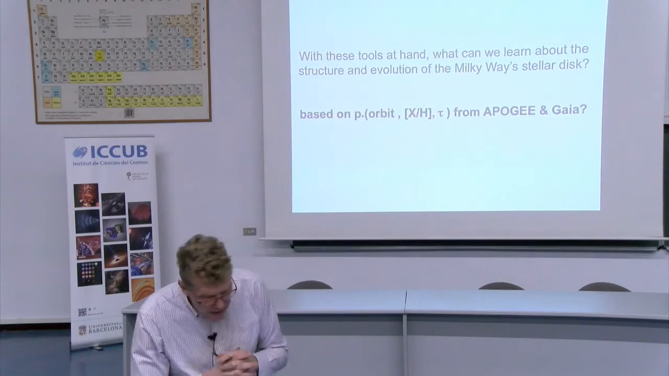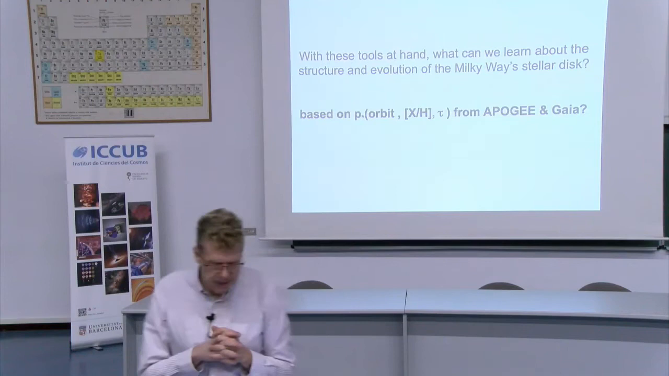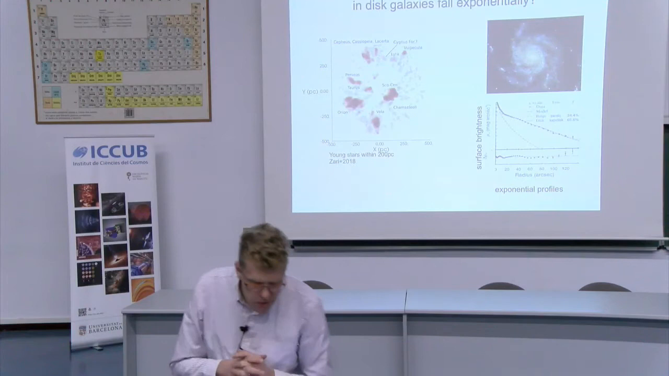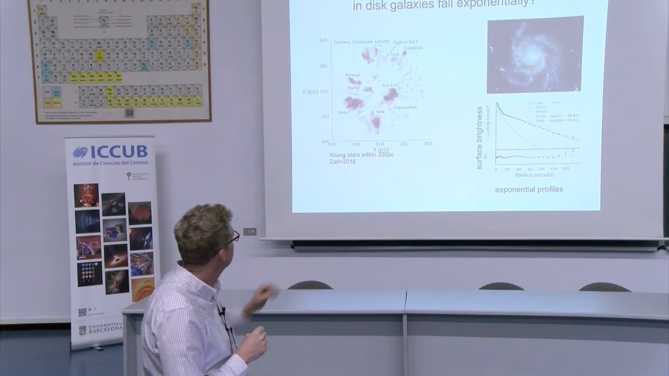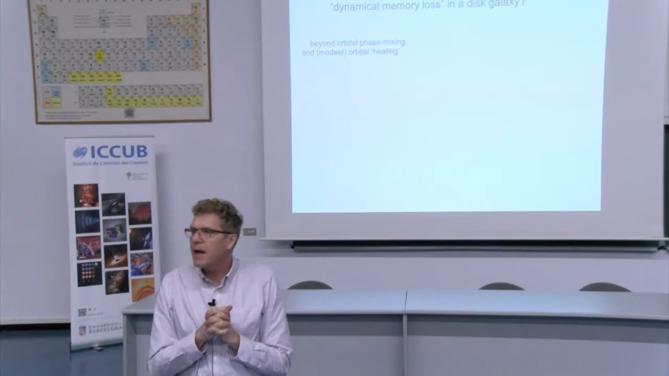But now let's get back to the first three slides, which you may or may not have forgotten. Namely, the question: what can we learn about the evolution of the Milky Way's stellar disk, now that we have the distribution in orbits, abundances, and ages from APOGEE and also Gaia? And so let me go back again through these two sketches. Stars start out clearly very patchy in their distribution, but I want to walk you through why disks are exponential.